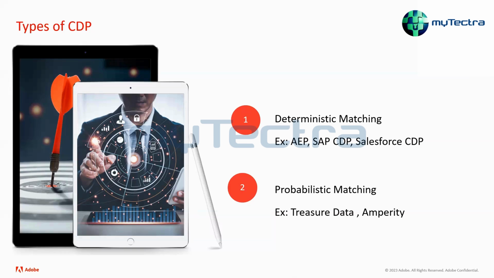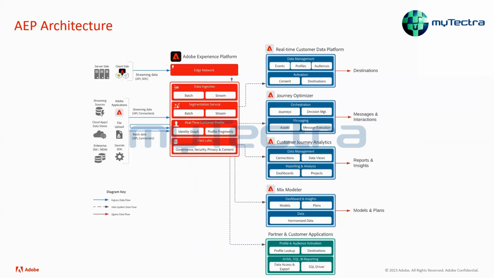It will calculate based on that. There are a few examples in the market, like Treasure Data and Amperity. And I told you about Oracle Unity, right? They recently launched a CDP that combines both deterministic matching and probabilistic matching. So it's a mix of both. It's not evolved yet, it has just started. But these are the basic types of CDPs and examples. So any questions here? No, got it. Thank you. I'll go to the next.